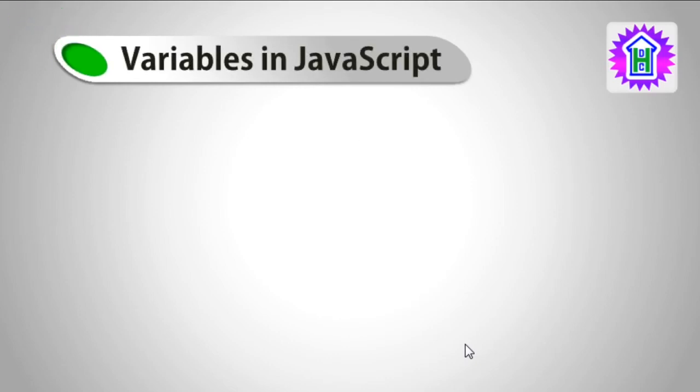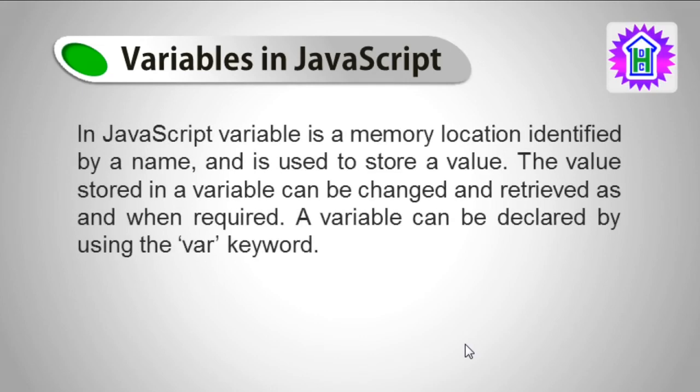Now, variables in JavaScript. Like other programming languages, to store data, we use the concept of variables. So what are variables? In JavaScript, a variable is a memory location identified by a name and is used to store a value. So the primary goal of a variable is to store a value. The value stored in a variable can be changed and retrieved as and when required in the program. A variable can be declared by using the var keyword.